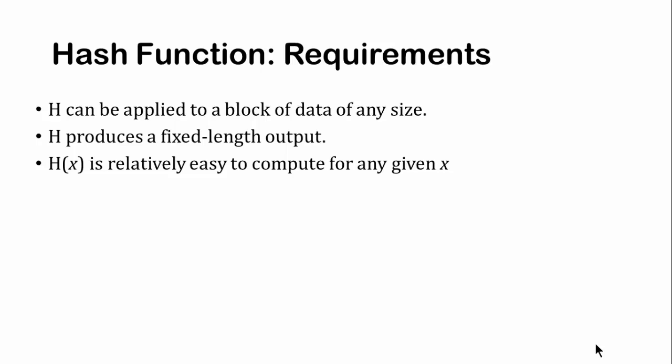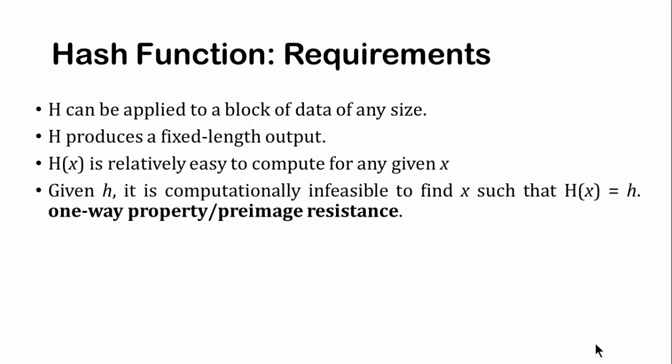The calculation of the hash code should be an easy task for any given x value, and it should be a one-way calculation. This one-way property is also called the pre-image resistance, where if I provide you with any hash code, then it should be computationally infeasible for you to find the value of the message. So from the hash you cannot get the value of the message. So this is your one-way property.